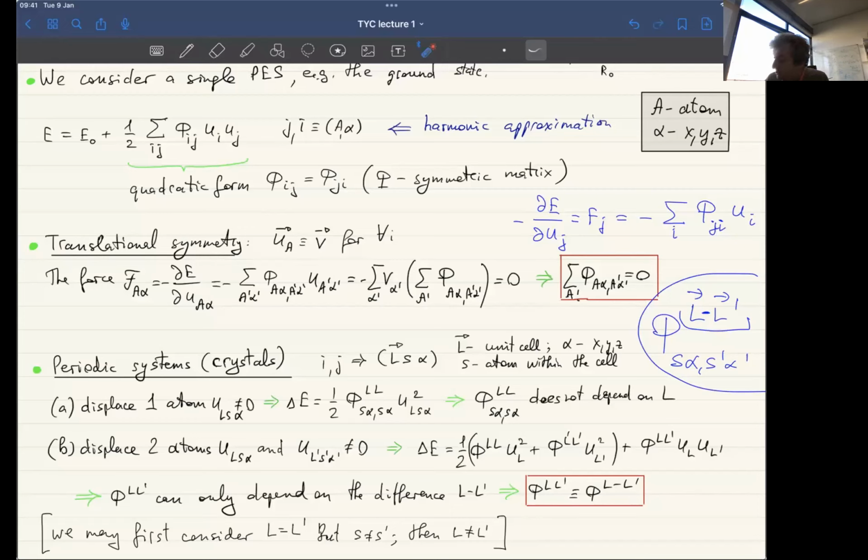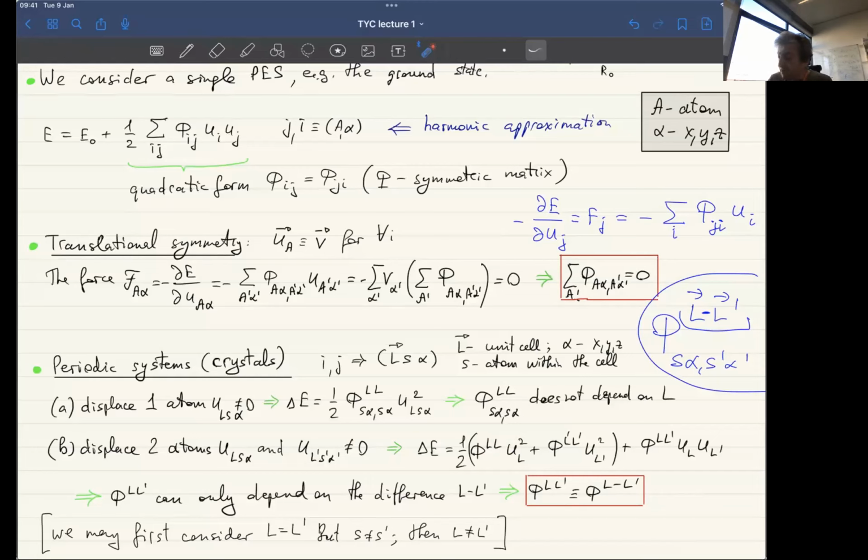All right, and this corresponds to that picture, because if L and L prime are the same, that index is zero. So there is no dependence on L at all. Similarly, you can displace two atoms, one in the cell L, atom S, and then atom S prime in the same cell, but different atoms. In that case, you will have two contributions to the energy. And again, you will find that these two indices being the same would not lead to any change.